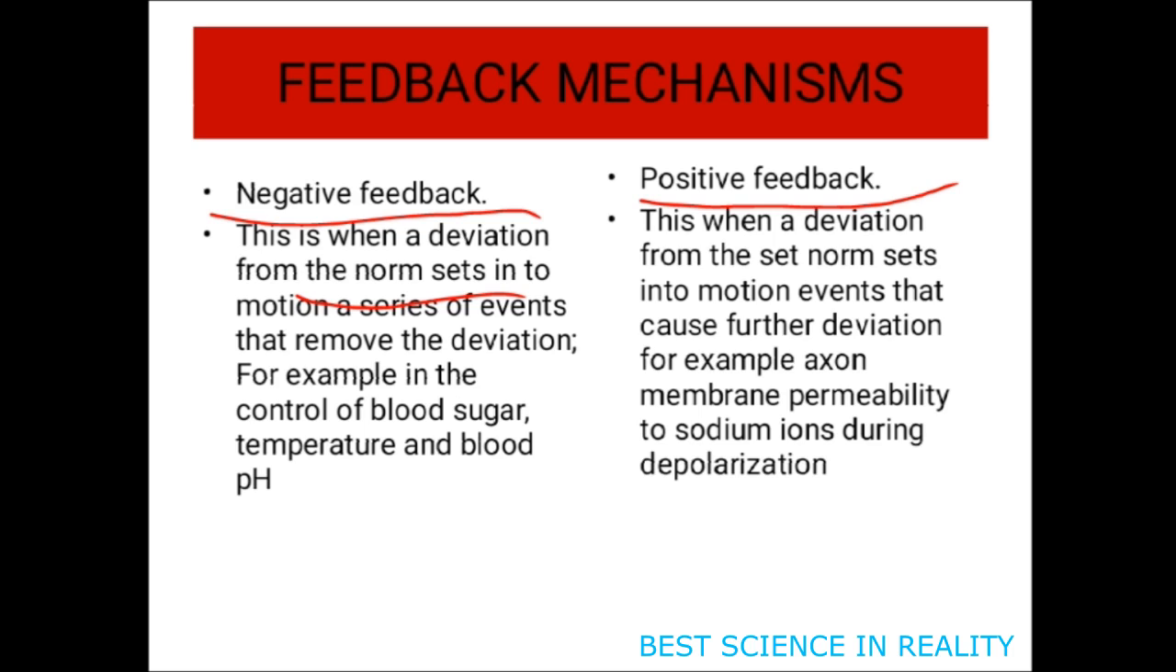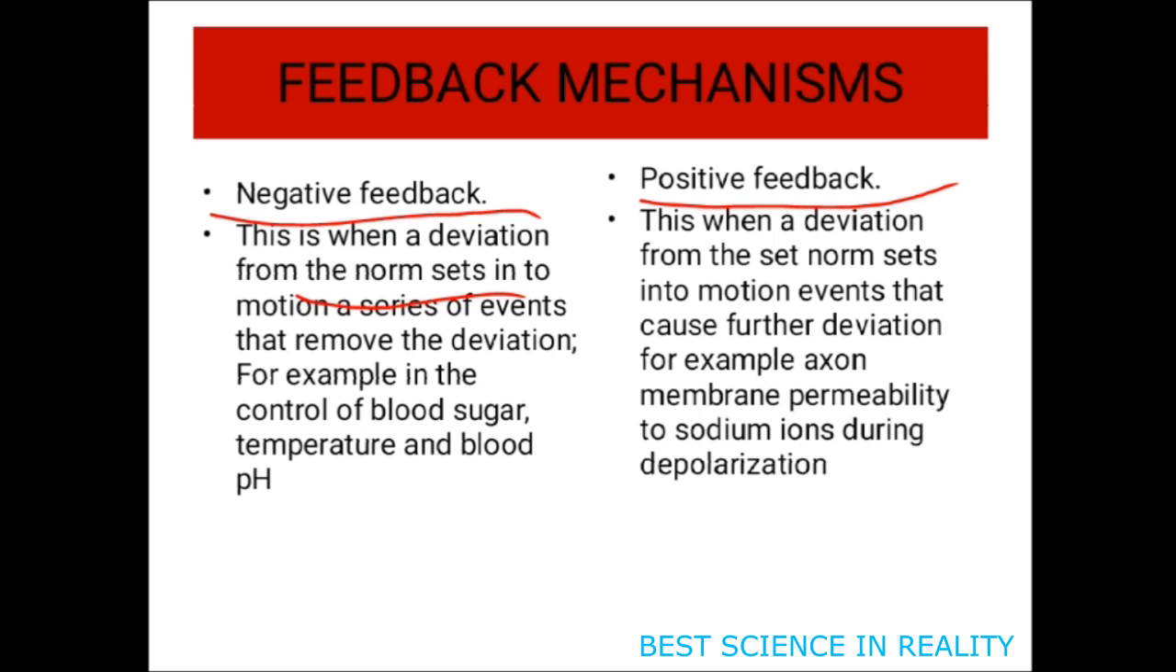How they are regulated, how they are maintained at a constant state or within the normal range, is done by negative feedback. Most systems within our bodies employ what we call the negative feedback mechanism, whereby any deviation, or what we call instability, is going to set in motion events which are going to bring the situation back to the normal state, and that is what we mean by negative feedback.